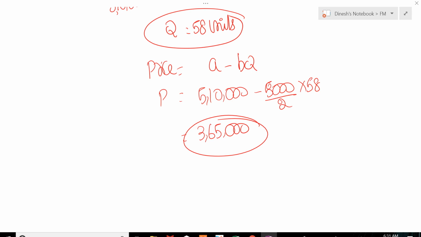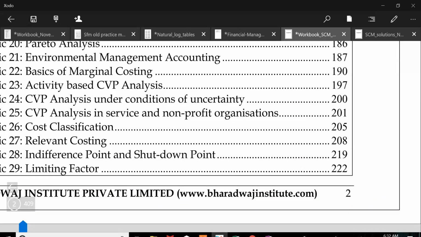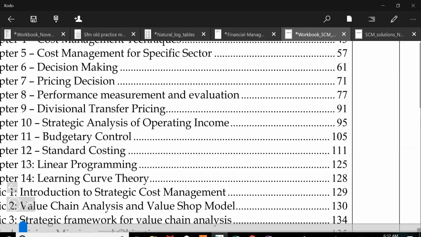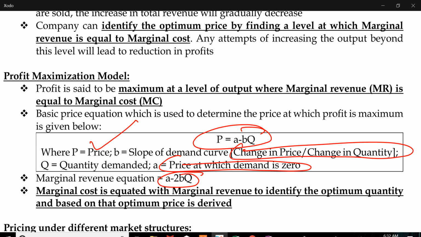This is the price at which I can make maximum profit. If I reduce the price further, my sales will keep moving up, but my profits will not move up. My sales will keep moving up, but my profits will keep reducing. Clear? Can we proceed? Any doubts on this? This was the first concept here. So in the theory of price, we have started with the profit maximization model, which was price is equal to A minus BQ, MR is equal to A minus 2BQ, MR equal to MC, get the quantity, based on the quantity, get the price and go ahead. Clear? Any doubts on this?